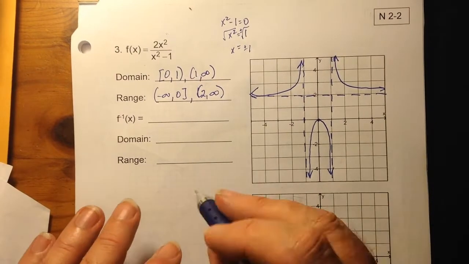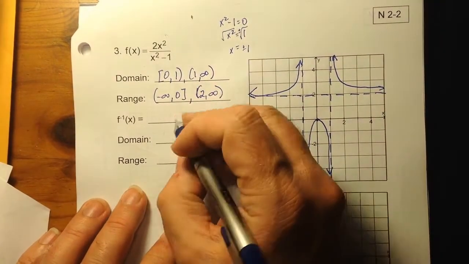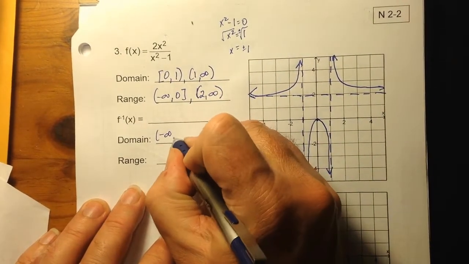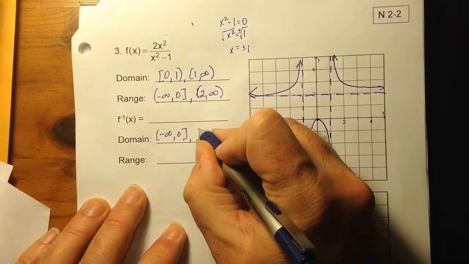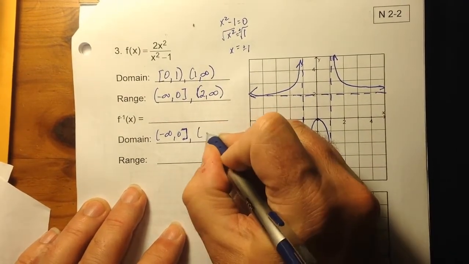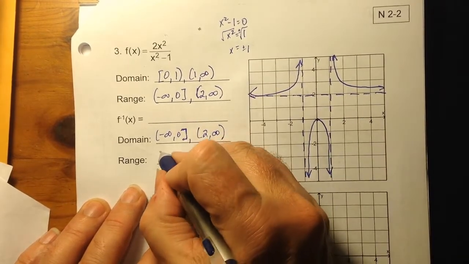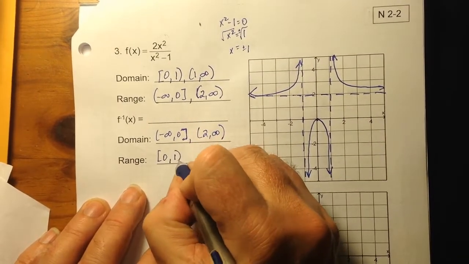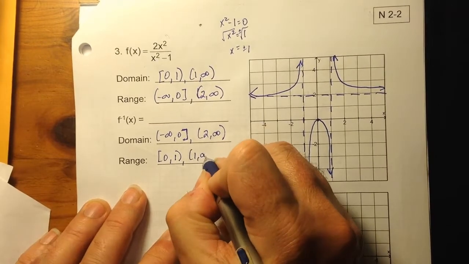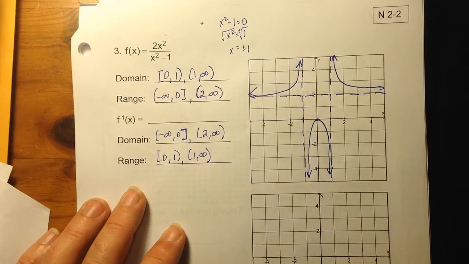So I'm going to reverse those for my inverse. This will be negative infinity to 0 with a bracket. This will be 2 with a parentheses to infinity, parentheses. My range will be 0 to 1, then 1 to infinity.